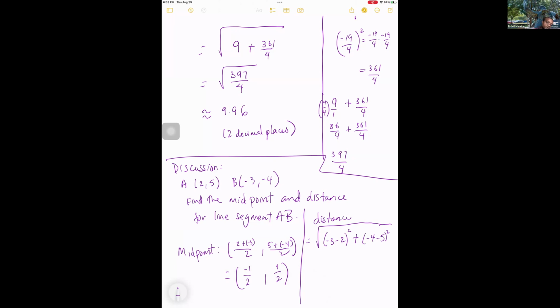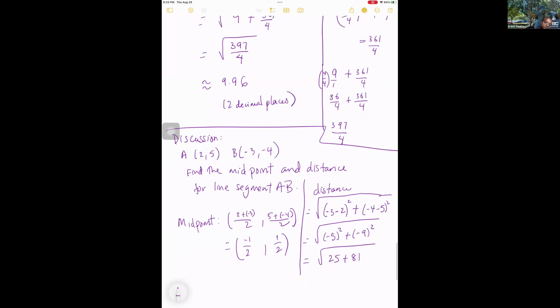And so that's going to be the square root of -5 squared plus -9 squared. So that's going to be the square root of 25 plus 81. And so that's going to be the square root of 106. Questions there? Yeah, there are a lot of small sign errors that you can make in this kind of question. So you have to be specific and you have to practice to make sure that you're not misusing the equation. Questions there?